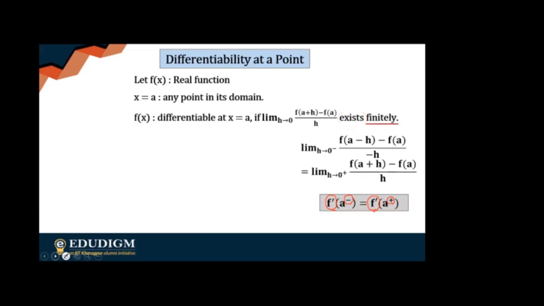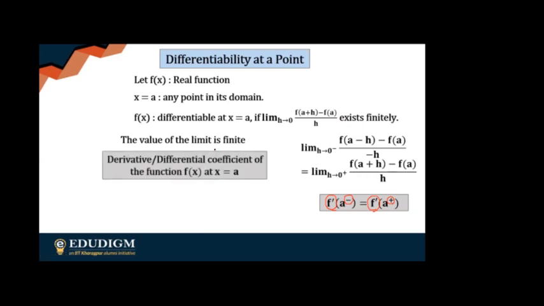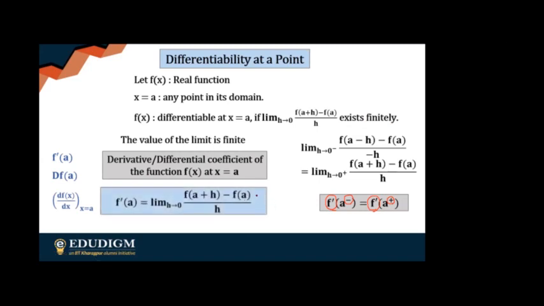So I hope you understand what we mean by the left hand and the right hand derivative, and it should exist. And what do you mean by finitely? Obviously the value of the limit should be finite. This value is known as the derivative or the differential coefficient of the function at x equals a. And as you know, it's denoted by f dash a or any other possible notation that we use. So this is the final result that you are all familiar with, but we never looked at this particular part.